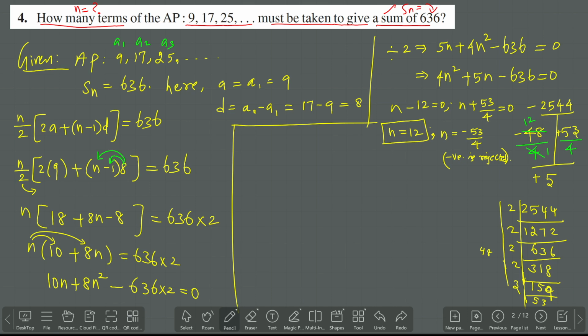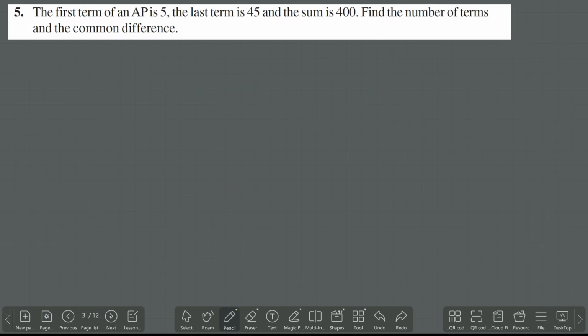Do you understand? No need to check. Just you write: therefore, the sum of 12 terms must be taken, the sum is 636. Like that you can complete it in a word statement if you want, because the question is asking like that. Understand? Right. Shall we go to the next? What is the next? The fifth one.